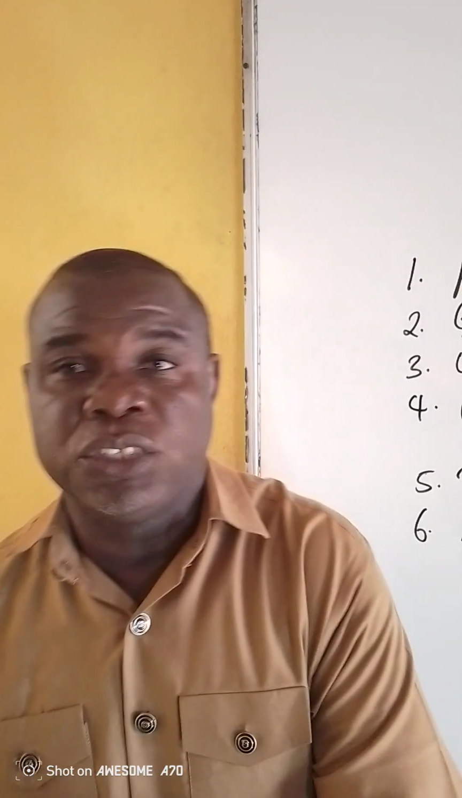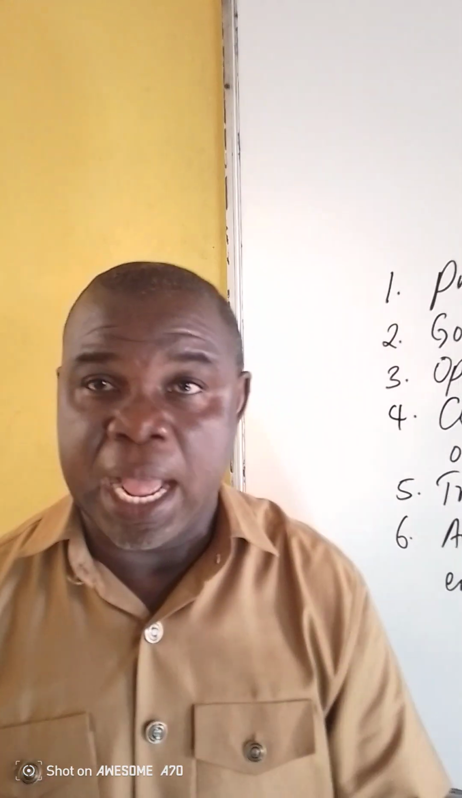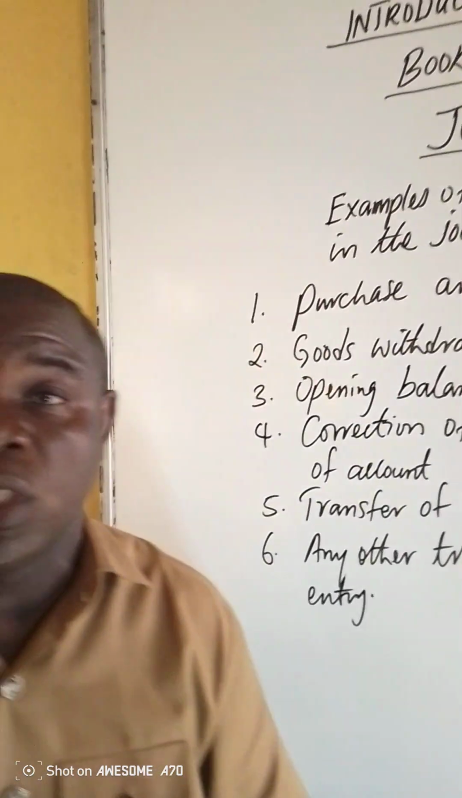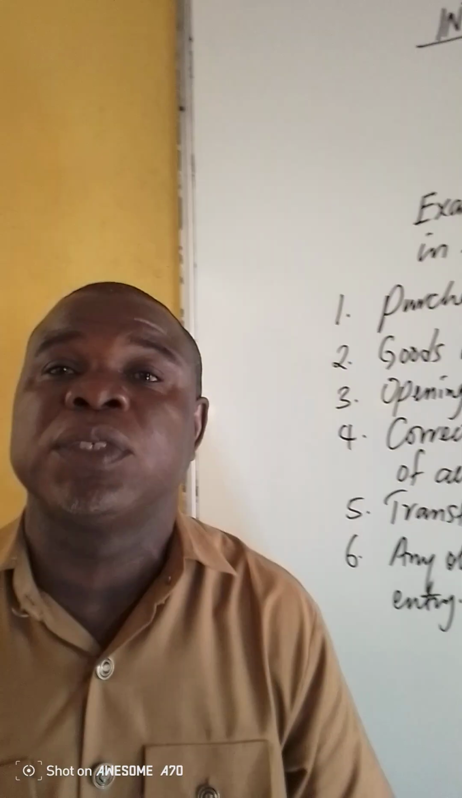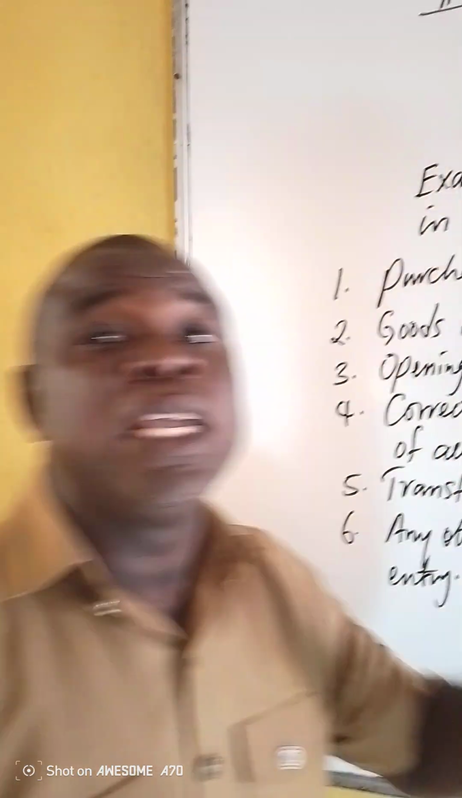Some call it the general journal. The general journal is not the right name here. The right name is journal proper as far as accounting is concerned. So all errors committed in the process of posting transactions in the books of account are corrected using the journal proper.